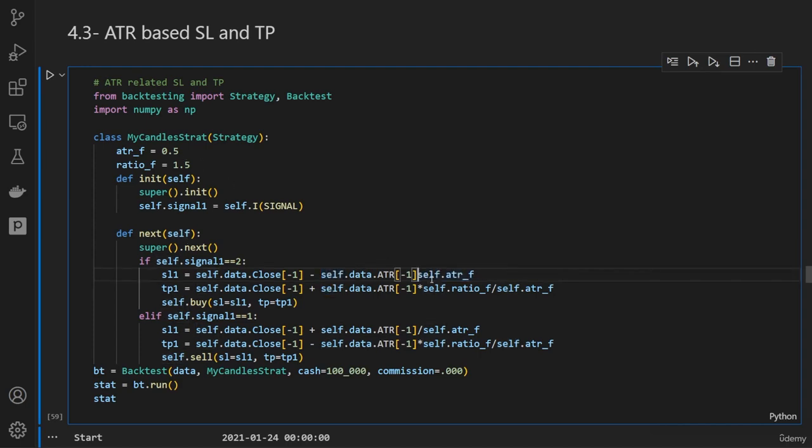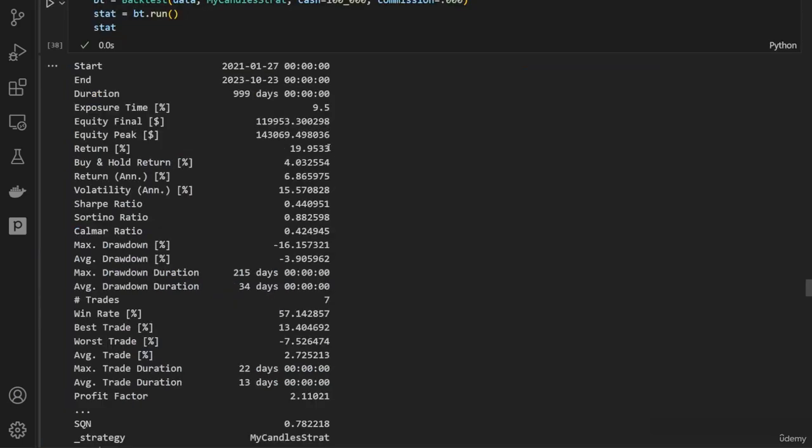We could multiply this by a coefficient, for example. So instead of 0.5, I'm taking twice the ATR, for example. And instead of dividing here, I will be multiplying as well. So we need to multiply it right here and right here. And then we run this and we have 19% as a return and an annual return of 6%.